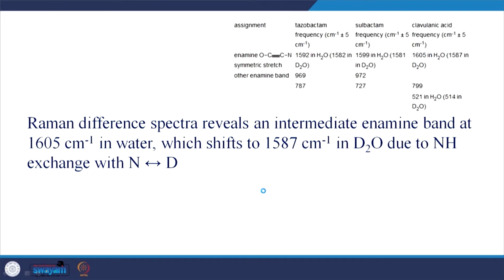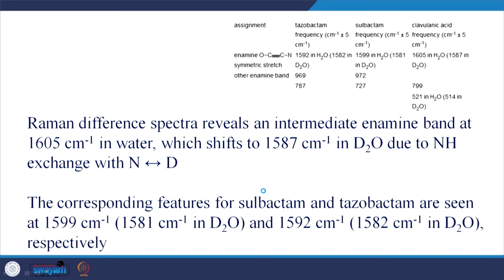C=O. So, the assignments: Raman difference spectra reveal an intermediate enamine band at 1605 centimeter inverse in water, which shifts to 1587 centimeter inverse in D2O due to NH exchange with the buffer. The corresponding features of sulbactam and tazobactam are seen at 1599 centimeter inverse.